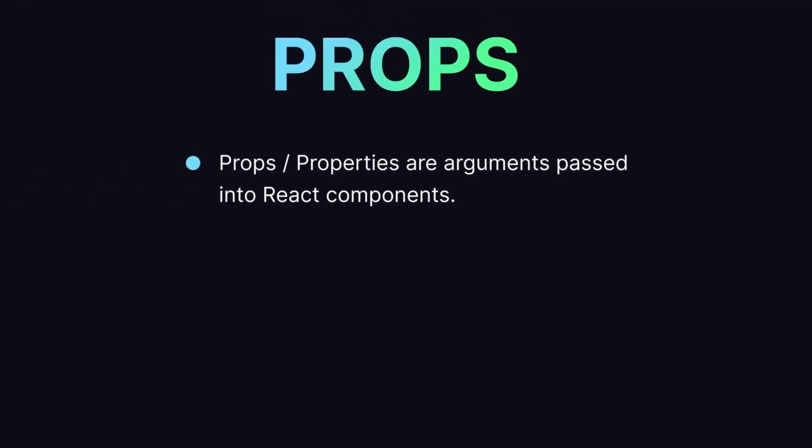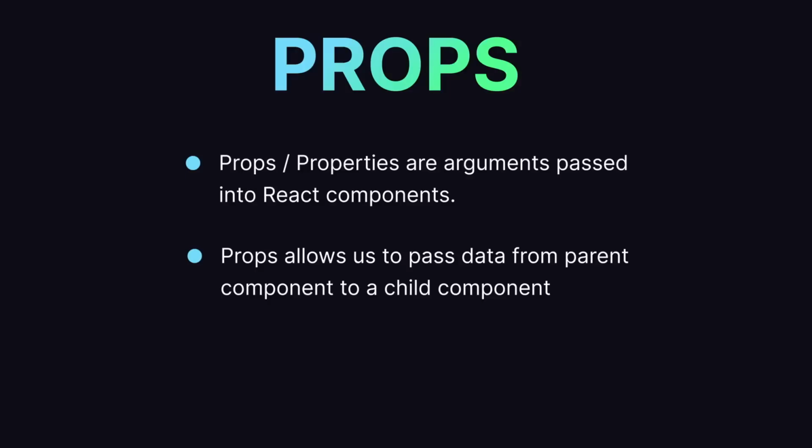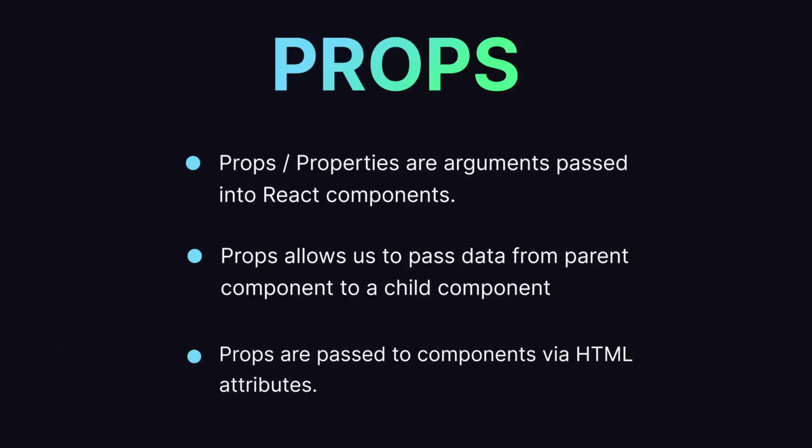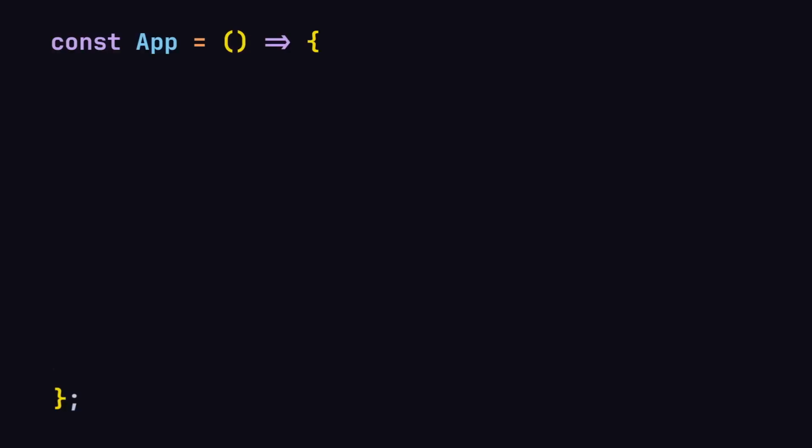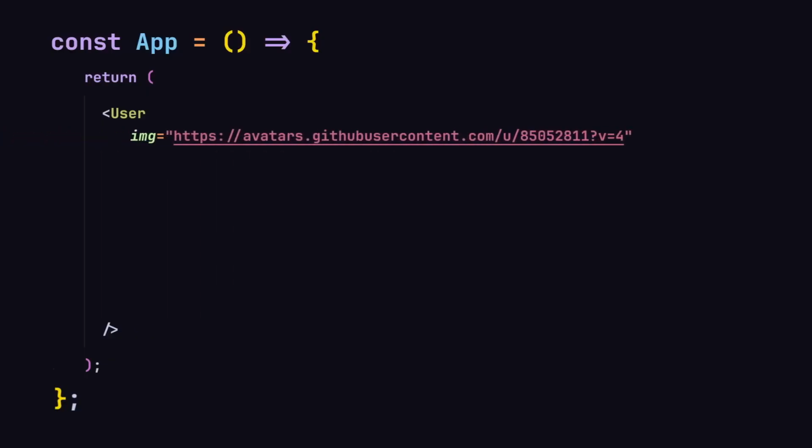Now let's talk about the props. Props, or properties, are arguments passed into React components, and props allow us to pass data from the parent component to a child component. Props are passed to a component via HTML attributes. So here you can see I have my app component, and inside this app component I'm going to be calling my user component. Let's suppose I want to pass an image path from the app component, which is a parent component, to the user component, which is a child component.